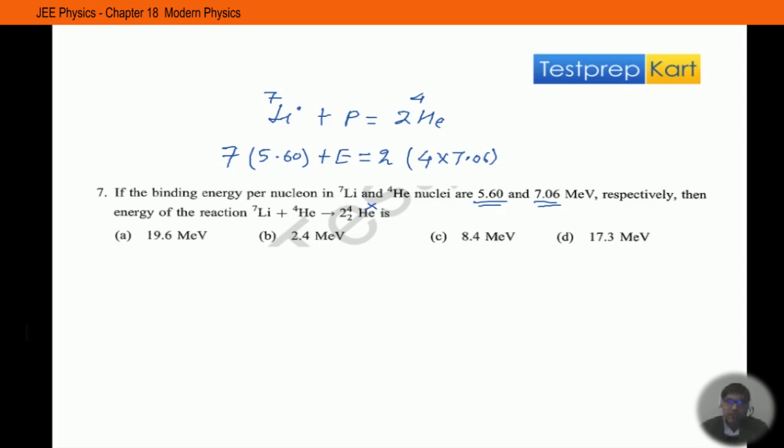7.06. Okay. So from here we can calculate energy acquired by proton, that is 2 into 4, 8, and that is 56.48 minus 39.3. So from here we'll get 17.3 MeV. So correct answer is 13.7 MeV.